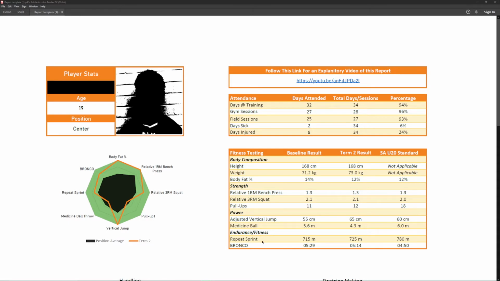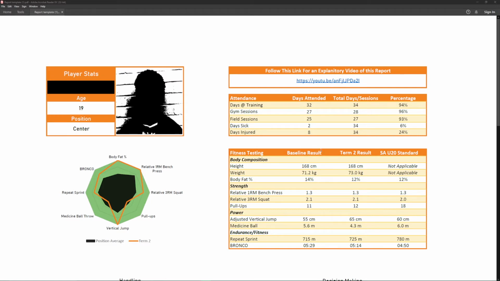We've got our endurance and fitness. We've got the repeated sprint. This is the amount of distance you can cover in a certain amount of time. So here a higher score is better. And then we've got the bronco, which is a fixed distance that you must run, which then gets timed. So a lower time here is better.